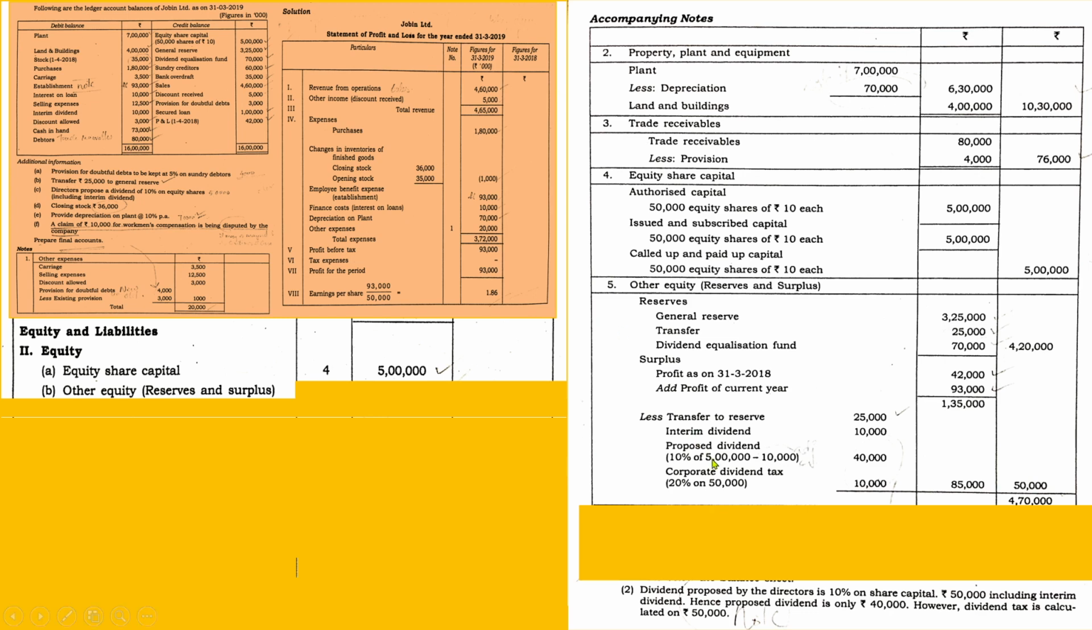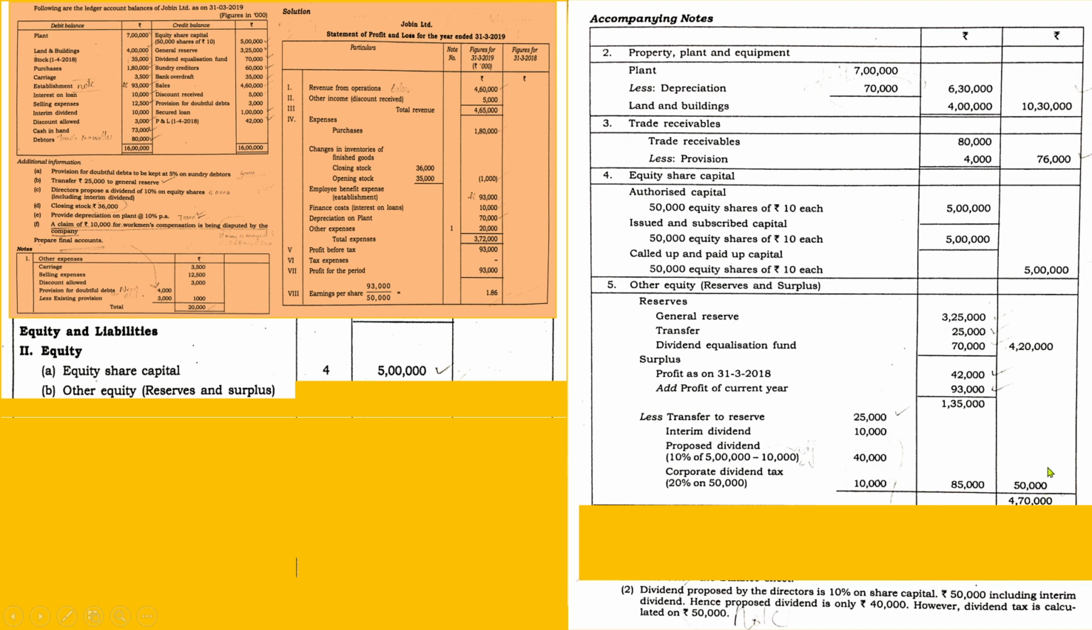So the entire dividend amount is 50,000. Since there is no information regarding the tax rate specified, you can assume that the rate is 20%. So 20% of 50,000, you will get 10,000. Take the total of these items, show it here. Now take the difference between 1,35,000 and 85,000. You will get the net amount of 50,000.